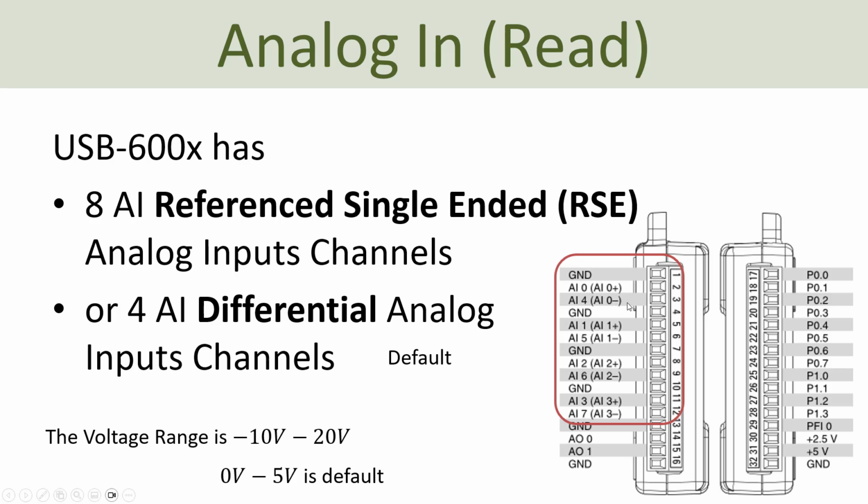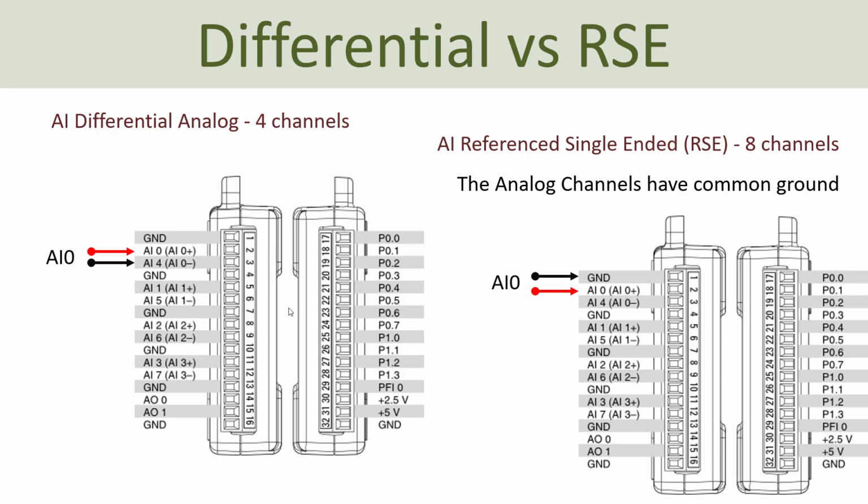Then you have analog input 0, analog input 1, analog input 2 and analog input channel number 3. Depending on your needs, you can either use the reference single-ended channels or the differential channels. So here is a basic example of the difference between differential and reference single-ended.